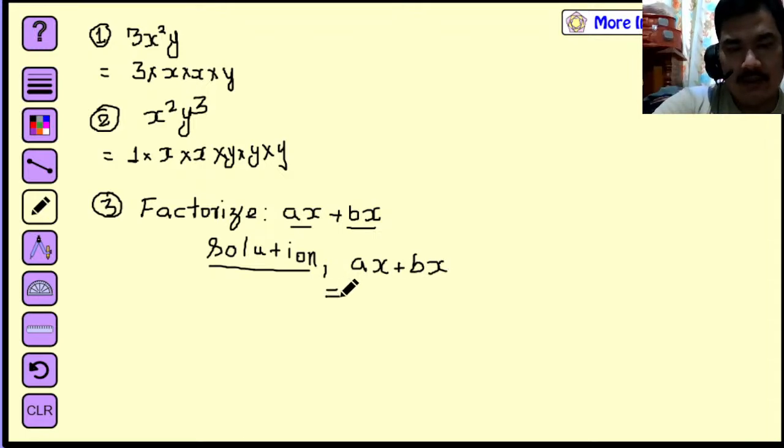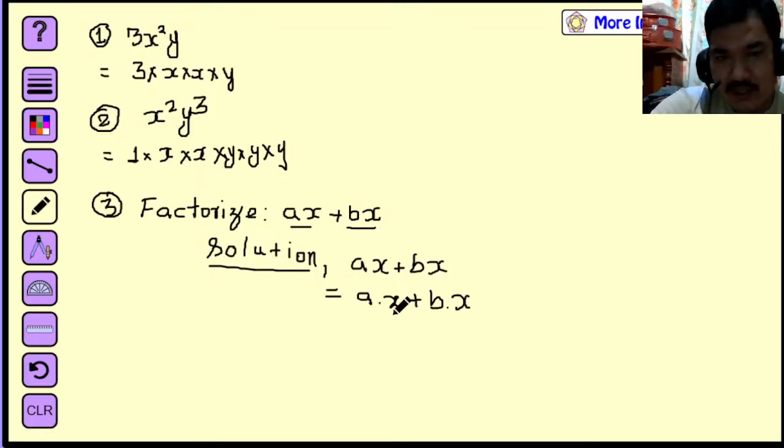Then we need to write the factors. We know a into x, right? A into, we can add a dot also here, a dot x, plus b into that, b dot x. This is b into x, and look students, here is also x, this is also x. Then we can take the same factor common, and we write that x only. This x and this x we have taken common.